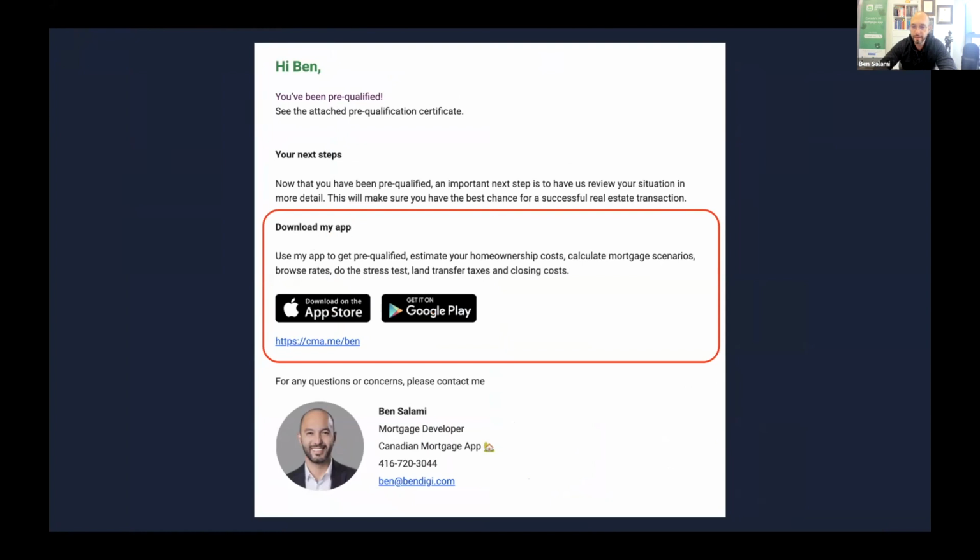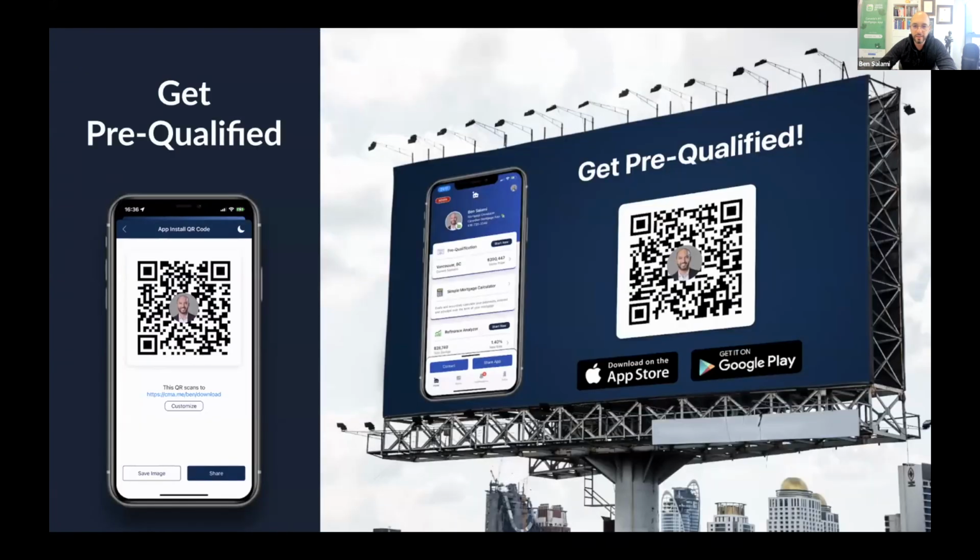So I think that covers our demo. So what should people do, Nadine? Well, get their app out to people so that they can get pre-qualified and start generating their own 180,000 pre-qualifications.